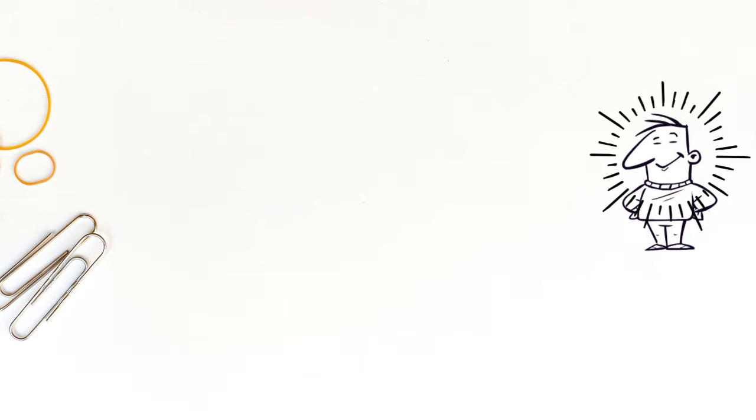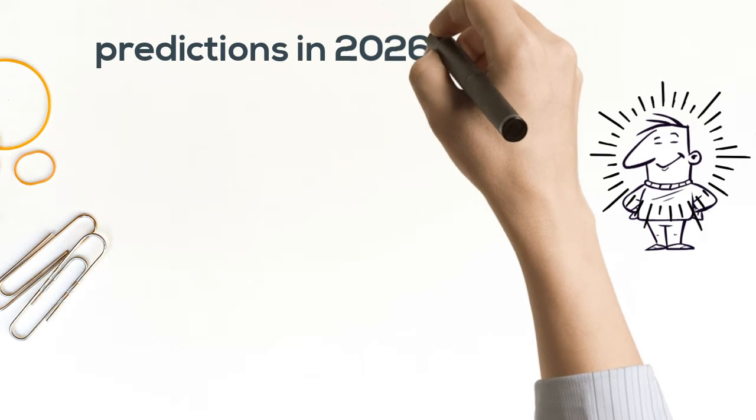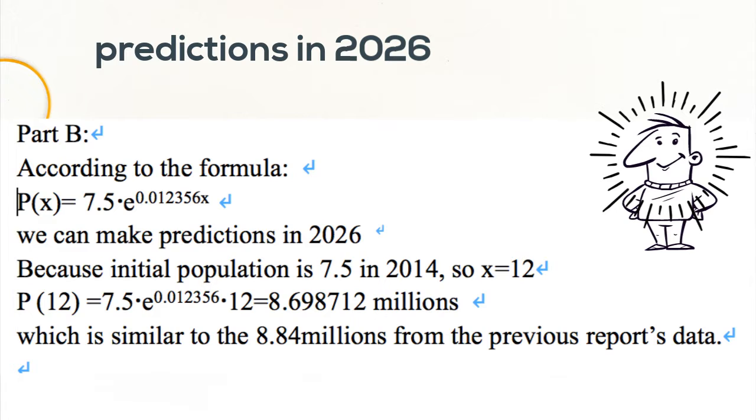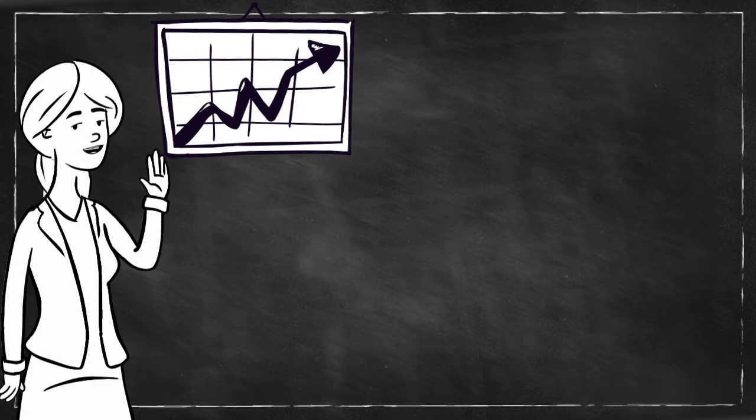Then, according to the formula, we can make some predictions. Because the initial population is 7.5 million in 2014, for 2026, x equals 12. So P12 equals 8.698712 million, which is very similar to the 8.84 million from our previous report's data. According to the answer we calculated, the urban population in New South Wales is growing fast.